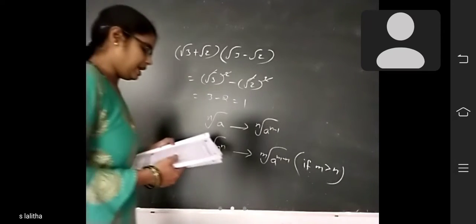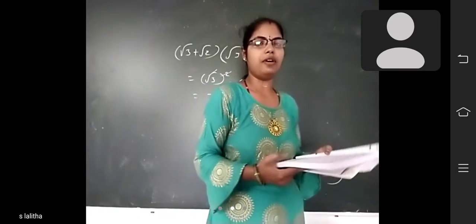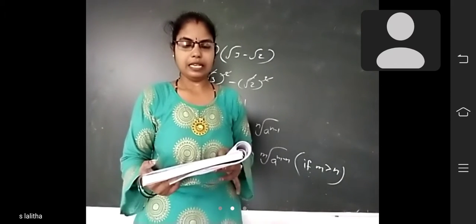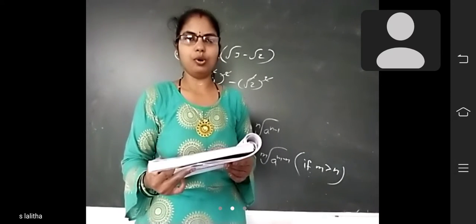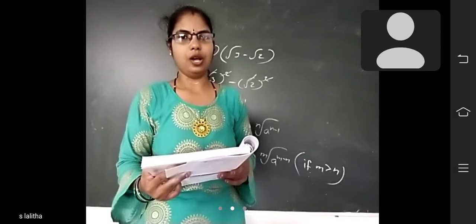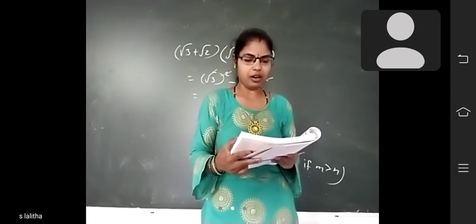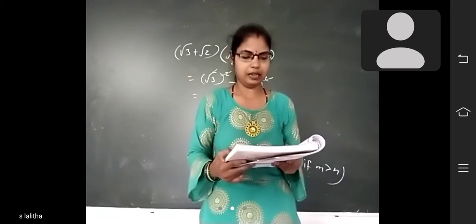Next, see the examples. The simplest rationalizing factor of square root of 125 is root 5. The simplest rationalizing factor of cube root of 36 is cube root of 6. 5 power 3 by 5 and 5 power 2 by 5 are rationalizing factors of each other.